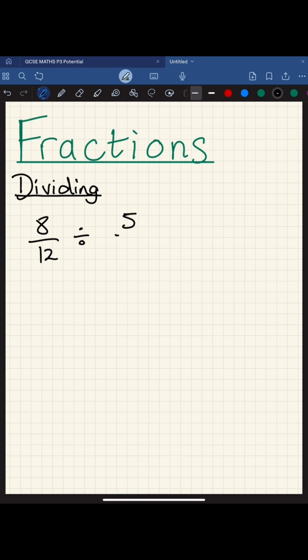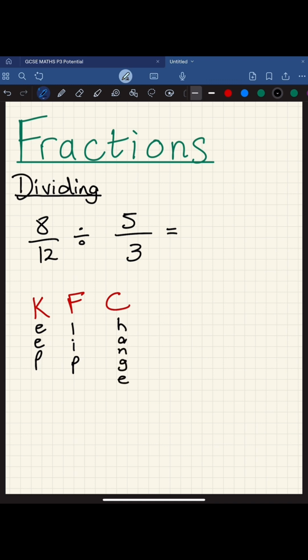Now, to divide fractions, we're going to use an acronym, KFC. It stands for keep, flip, change. So we keep the first fraction the same, 8 over 12, flip the second fraction so it becomes 3 over 5, and change the sign from a divide to a multiplication.